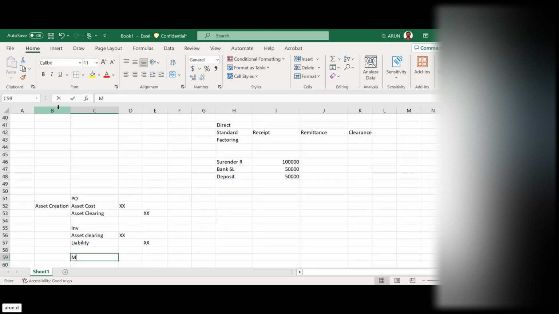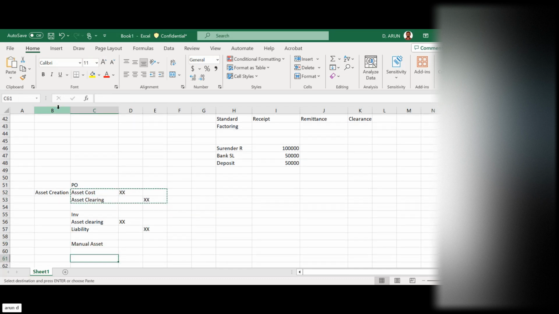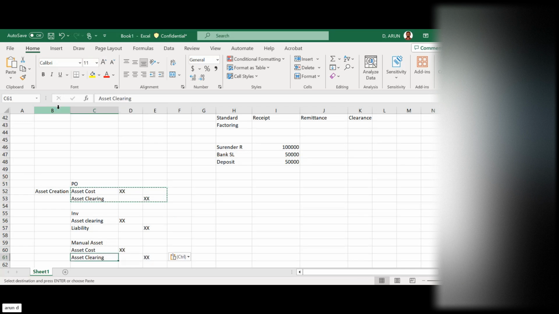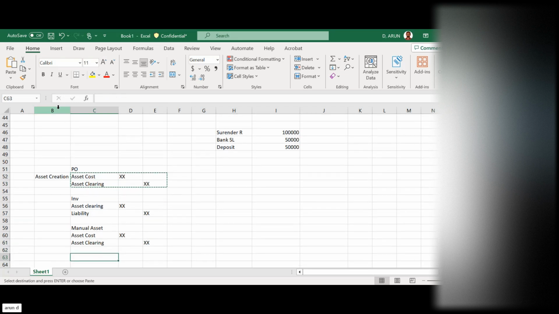Apart from this, we also have the option to create an asset in the fixed asset module manually. In this case, again, this is the accounting entry that the system will generate. Now, about the two cases, the clearing account is basically knocked off through other transactions. But in this case, we will have to generate the clearing account knockoff entry by the system.